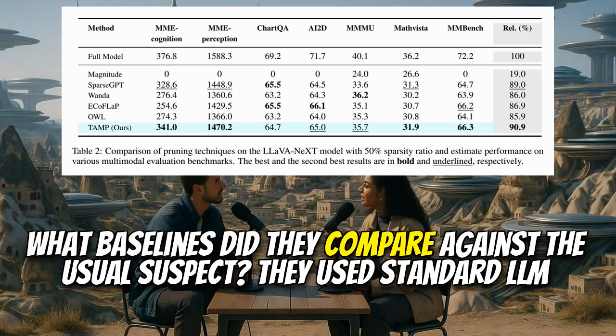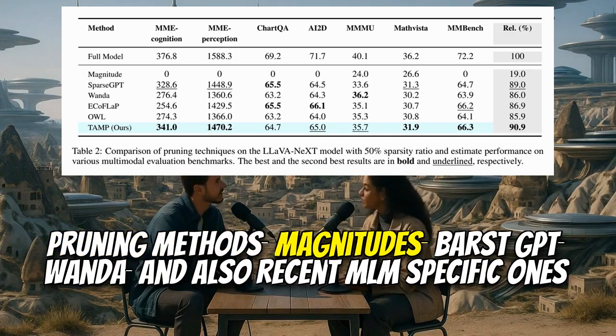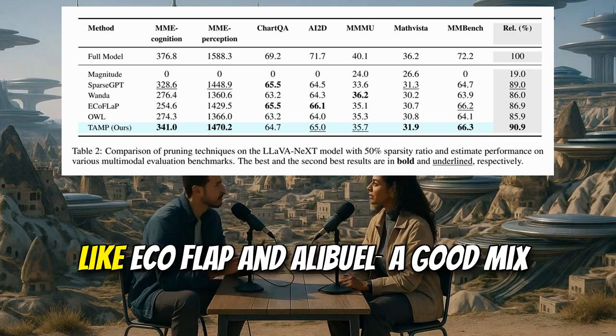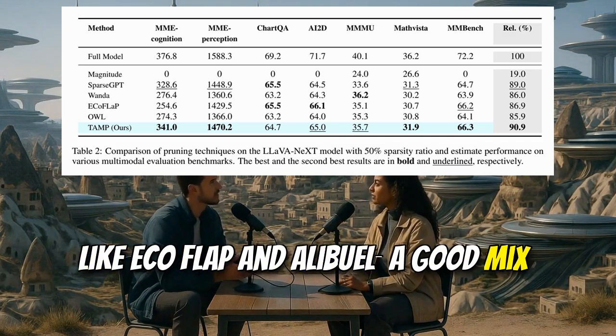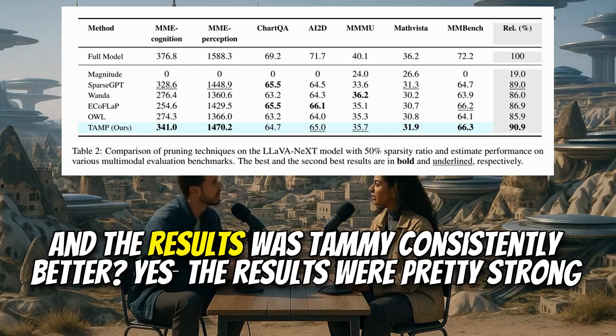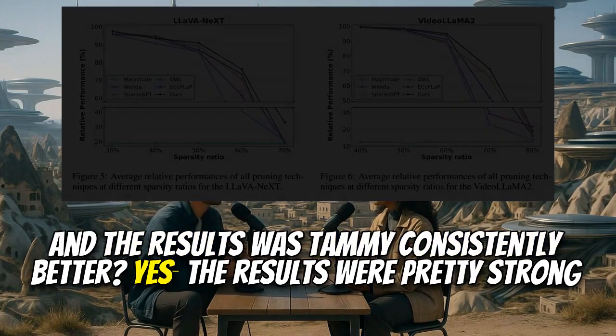What baselines did they compare against? The usual suspects. They used standard LLM pruning methods, Magnitude, SparseGPT, Wanda, and also recent MLLM-specific ones like EcoFlap and OWL. A good mix. Okay, moment of truth. Yeah. And the results. Was Tamp consistently better? Yes, the results were pretty strong.